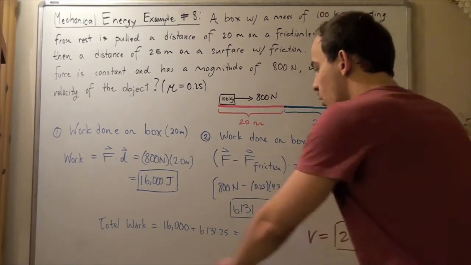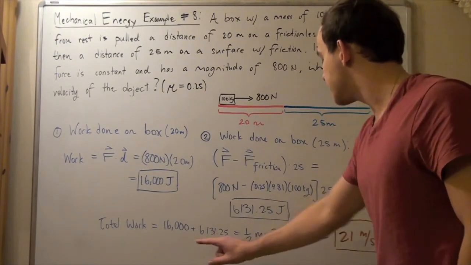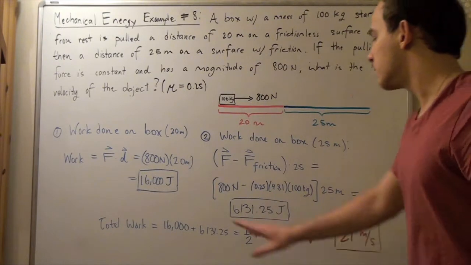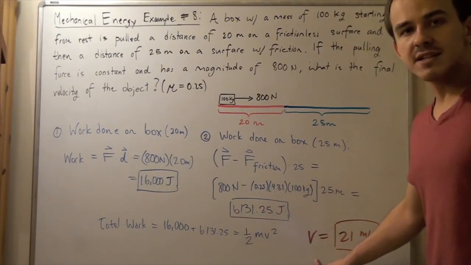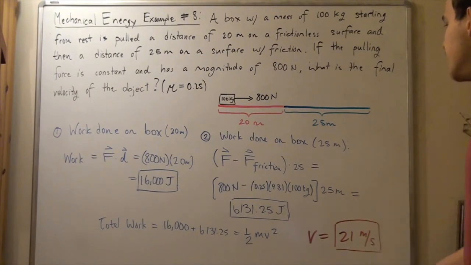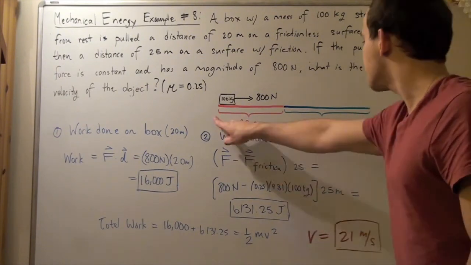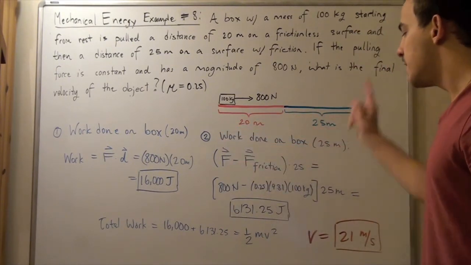So basically we add these two up, multiply both sides by 2, divide both sides by 100 kilograms, and then take the square root of both sides. We take the positive velocity and we get the velocity to be 21 meters per second. That's the velocity of our object after it travels this total displacement of 45 meters.